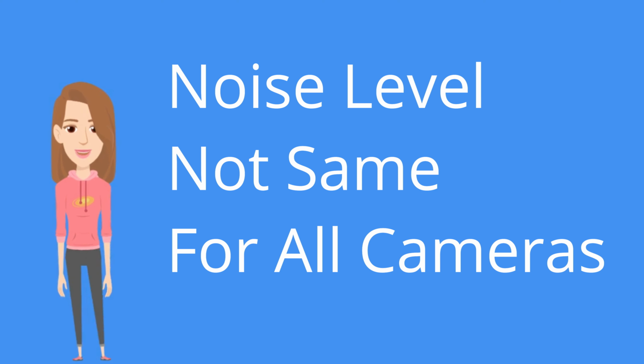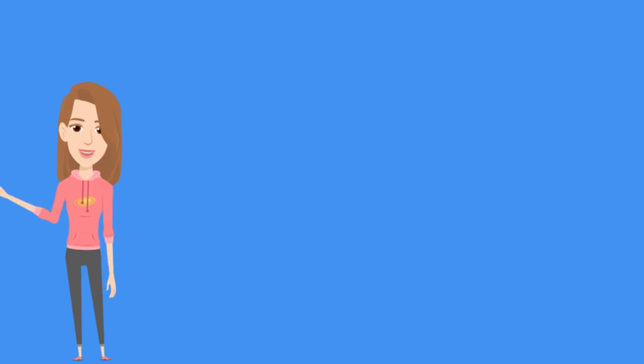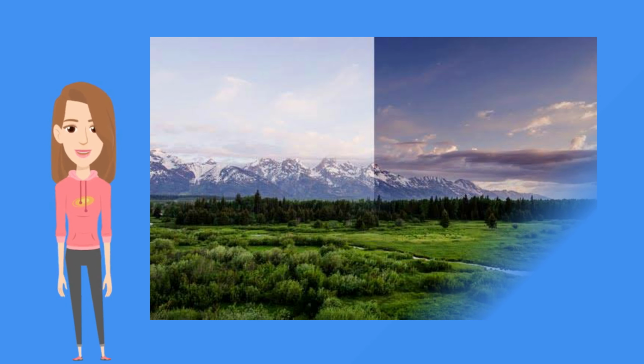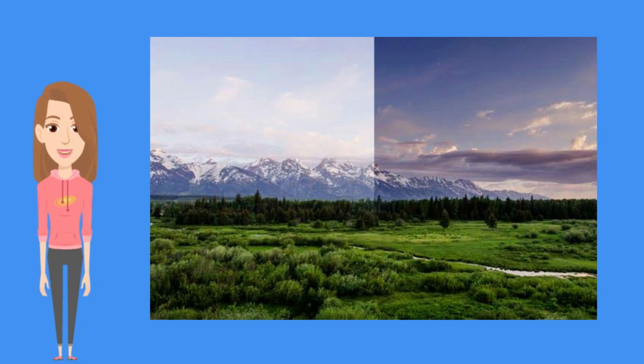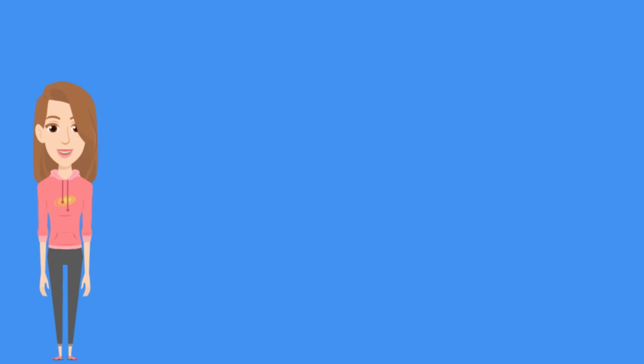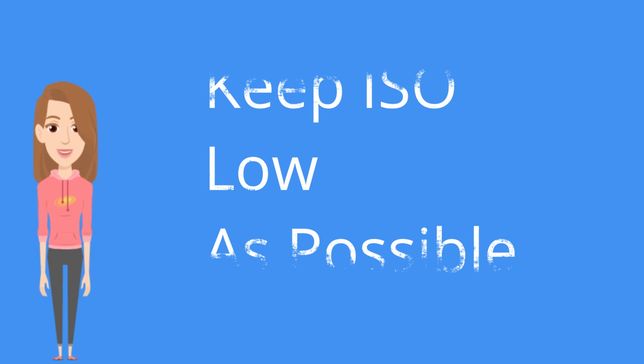A lower ISO won't just make less noise, however. It will produce better color and dynamic range, which is the ability of the camera to capture detail in both highlights and shadows. Therefore, it is generally recommended to keep ISO as low as possible in order to get the highest quality output from your camera.